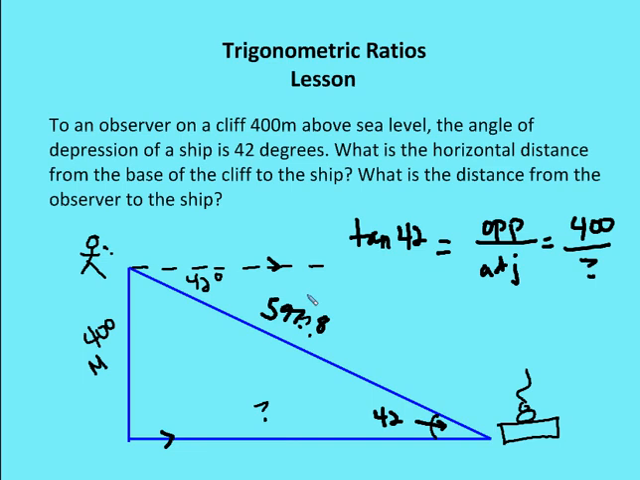We could also use the value that we just got for the hypotenuse, 597.8 meters, and solve using cosine, the adjacent over the hypotenuse, but we're going to stick with the 400 meters for now. We use algebra to rewrite the equation as the question mark equal to 400 over the tangent of 42 degrees. Again, we go to our calculator or trig table and type in 400 divided by the tangent of 42 degrees, and we end up with 444.2 meters as the length from the base of the cliff to the ship.